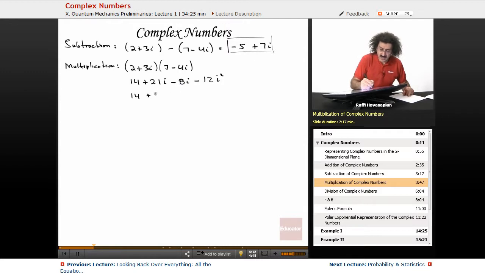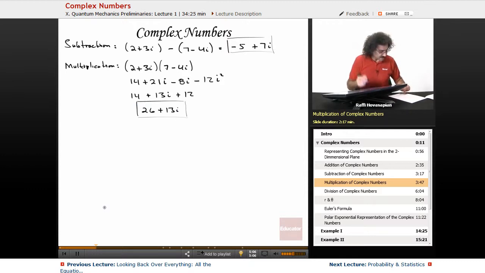14. 21i minus 8i, this becomes 13i. And I hope you're checking my arithmetic. I am notorious for being bad at arithmetic. And this becomes a plus 12. So this becomes 26 plus 13i. There you go. That's it.